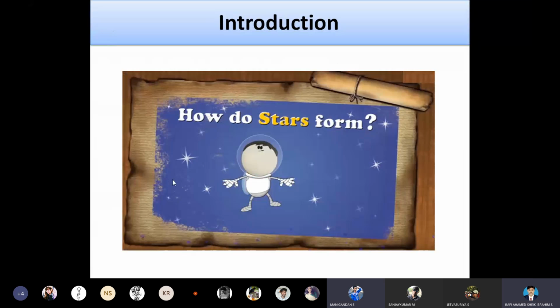So, introduction. How do stars form? As we learned in the second unit as well as the first unit, there are various stages in the formation of a star. We can consider our solar system; the Sun is the best example to define a star. So how do stars form? Let's start.